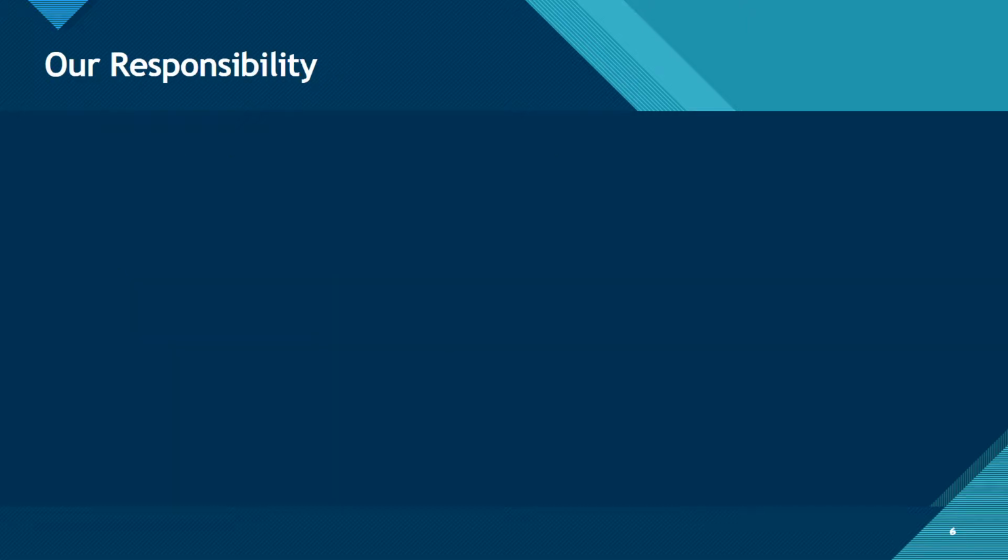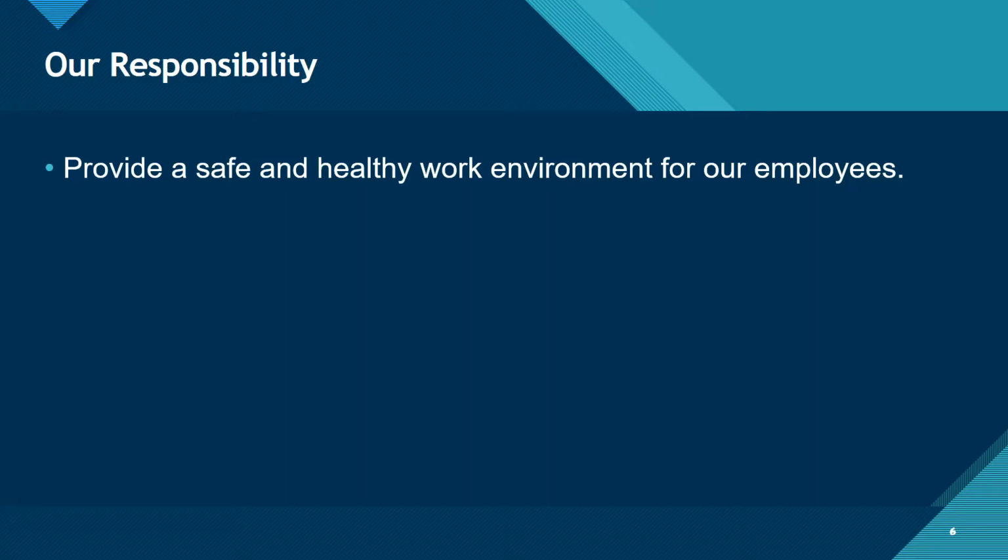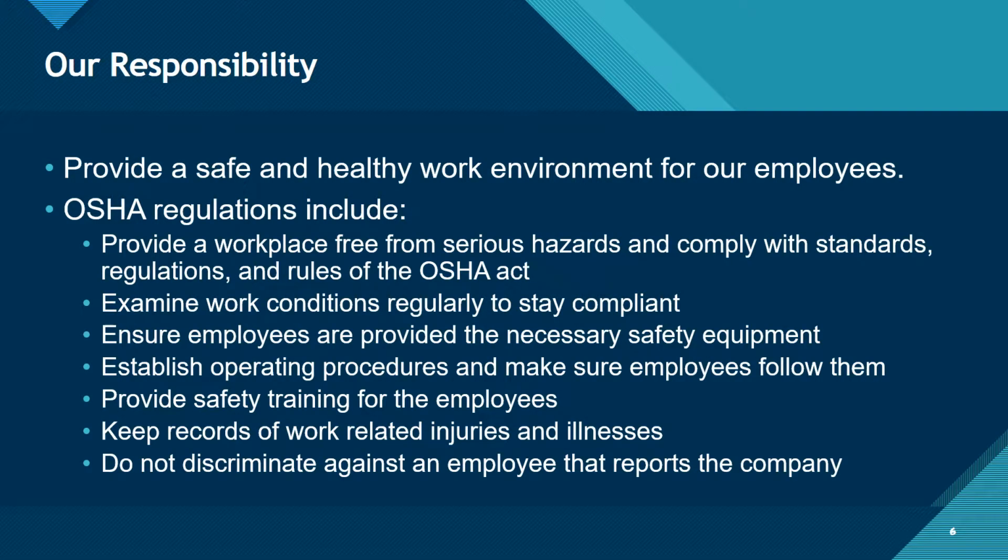Now, our responsibility. There are many responsibilities for our business, but some include providing a safe and healthy work environment for our employees, and following OSHA regulations, which include providing a workplace free from serious hazards and complying with standards, regulations, and rules of the OSHA Act, examining work conditions regularly to stay compliant, ensuring employees are provided the necessary safety equipment, establishing operating procedures and making sure employees follow them, providing safety training for the employees, keeping records of work-related injuries and illnesses, and not discriminating against an employee that reports the company for a possible violation.